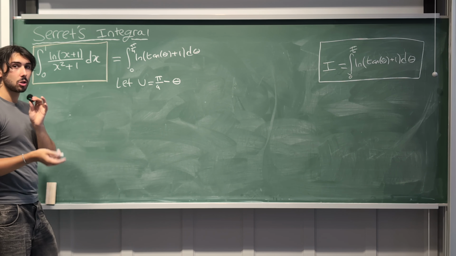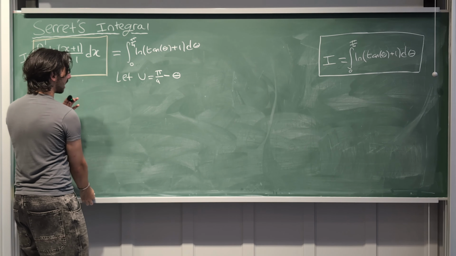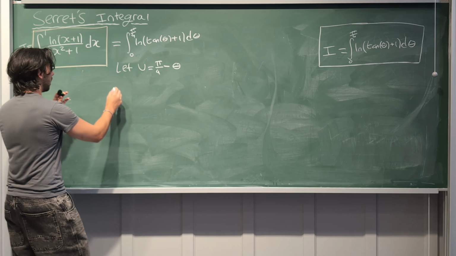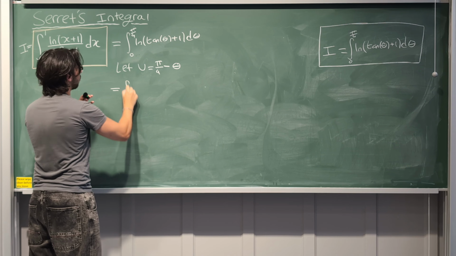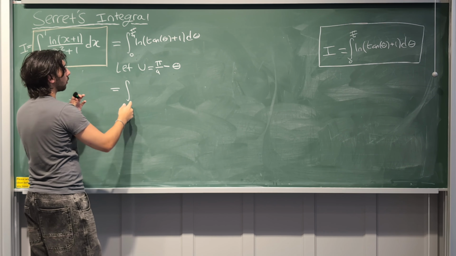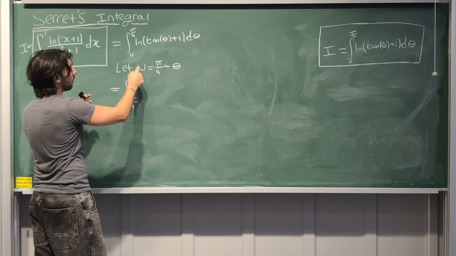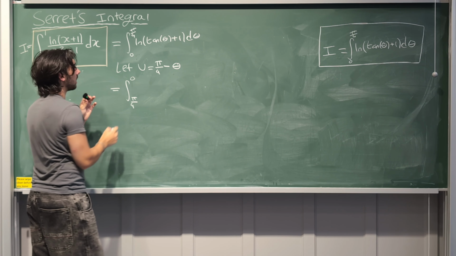And it's going to allow us to do a trig identity, which is really, really good. Okay, so just take my word for it that this is going to be epic. So this is then equal to the integral from... Now, again, when theta is 0, we've got that u is pi over 4. And when theta is pi over 4, we've got that u is 0. So it has swapped the limits there.